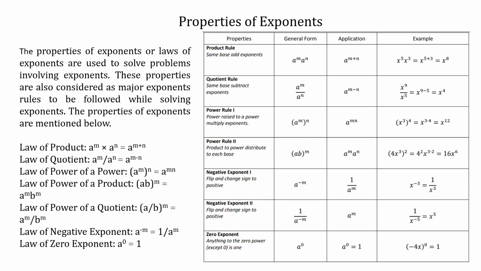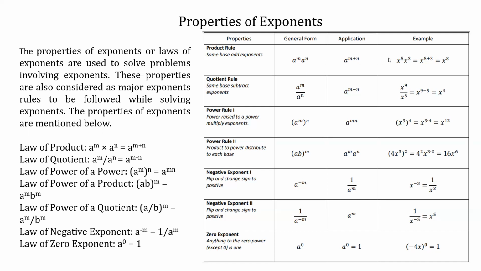basic properties of exponents. The properties of exponents, or laws of exponents, are used to solve problems involving exponents. These properties are also considered as major exponent rules to be followed while solving exponents. So in this table you can see some basic properties of exponents. So let's start. The first rule is the product rule. When we multiply powers with the same base, we just have to add the exponents.